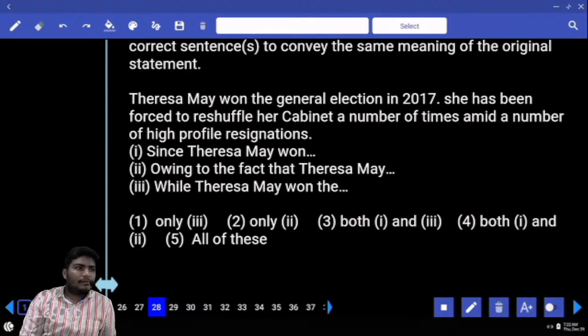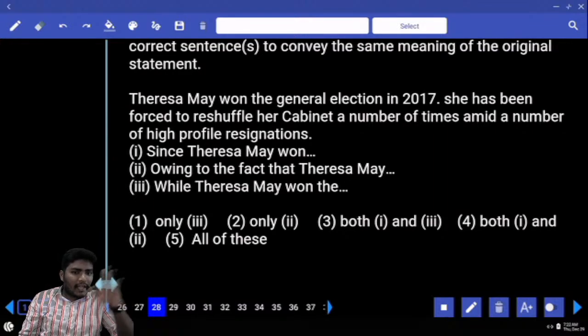What do you mean by that? She won some general elections in 2017, but continuously there are a number of high-profile resignations. Low profile is okay. When there are high-profile resignations, she has no other option other than shuffling the cabinet. When high-profile people are out, then immediately lower people are brought to the high profile. Again, to fill the lower positions, she has to include some other people. Again, like this is all shuffling. So she has been forced to reshuffle. She has been not forced by others. Because of these incidents, she has been forced by herself.